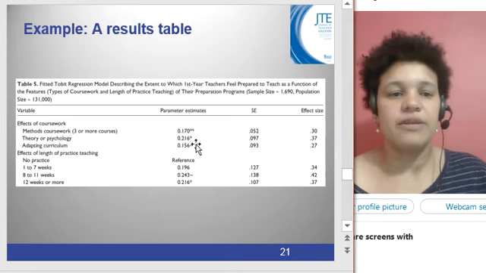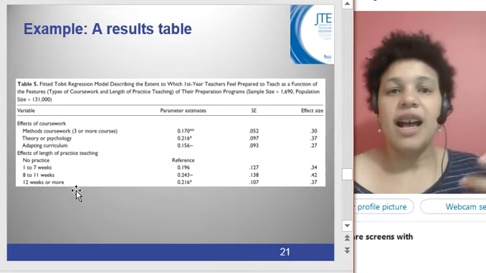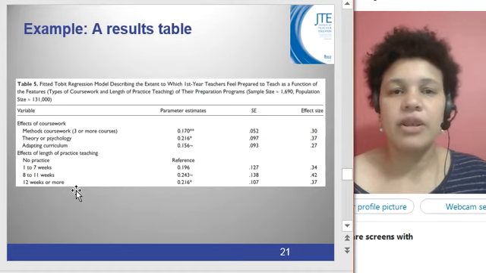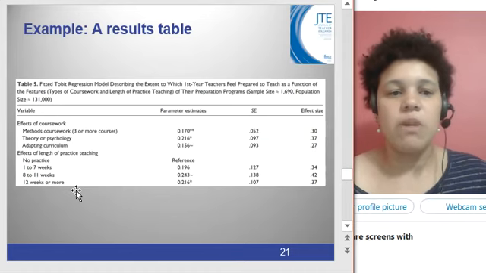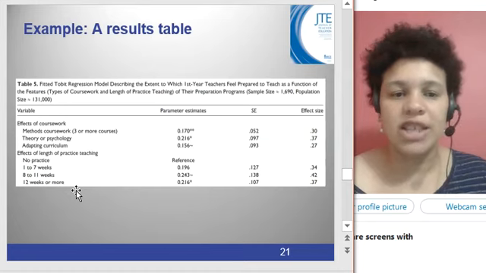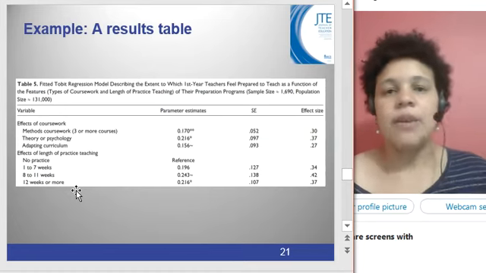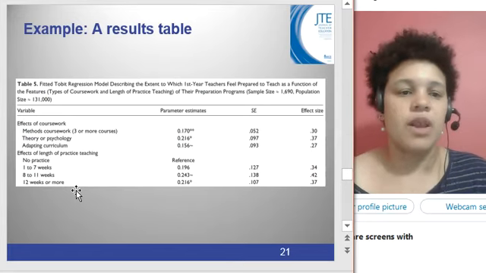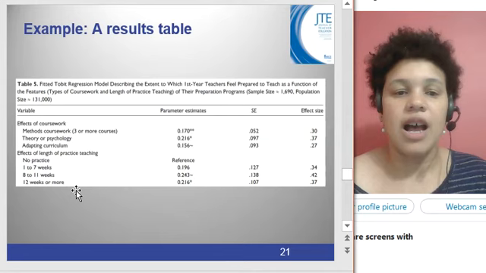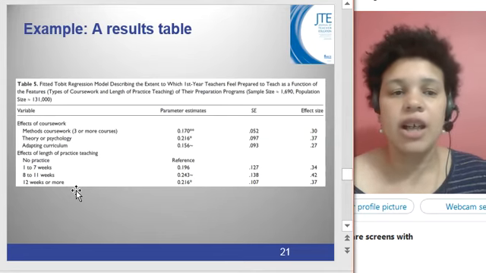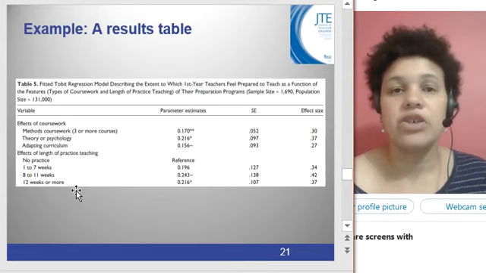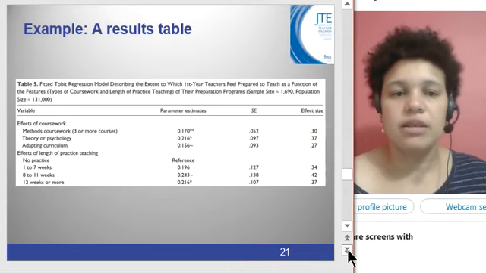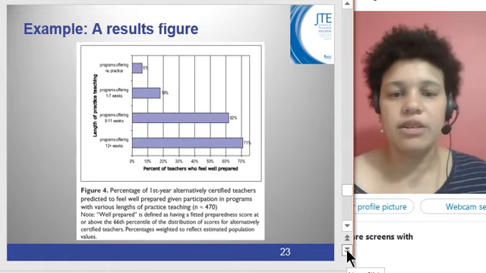In terms of the effects of the length of practice teaching, I found that the parameter associated with 12 weeks or more of practice teaching was 0.216, P less than 0.05. This shows that teachers who received 12 weeks or more of student teaching or practice teaching felt better prepared than teachers who did not. Okay.